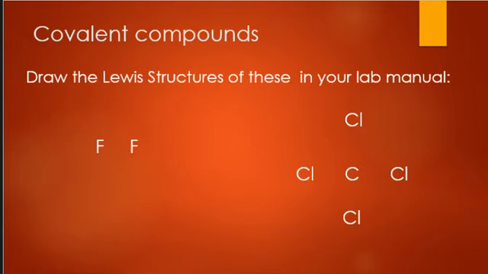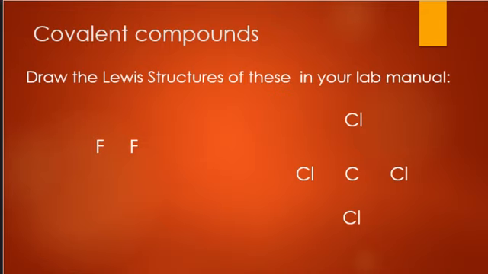All right, so we have some examples here. The covalent compound Lewis structures for these. So we have fluorine, which is a homonuclear diatomic, and we have CCl4 right here.